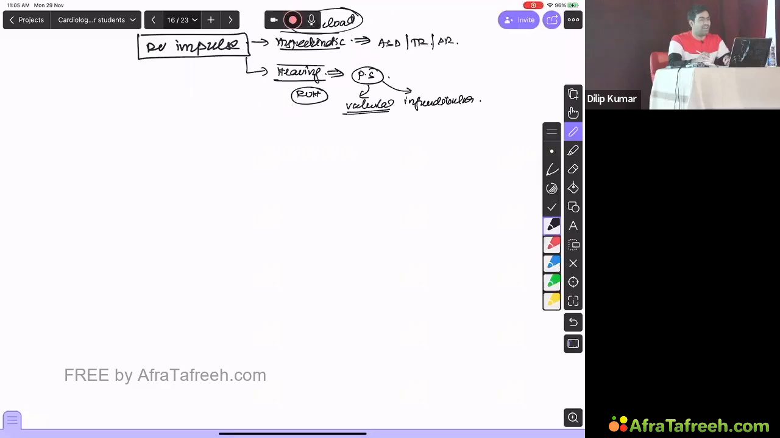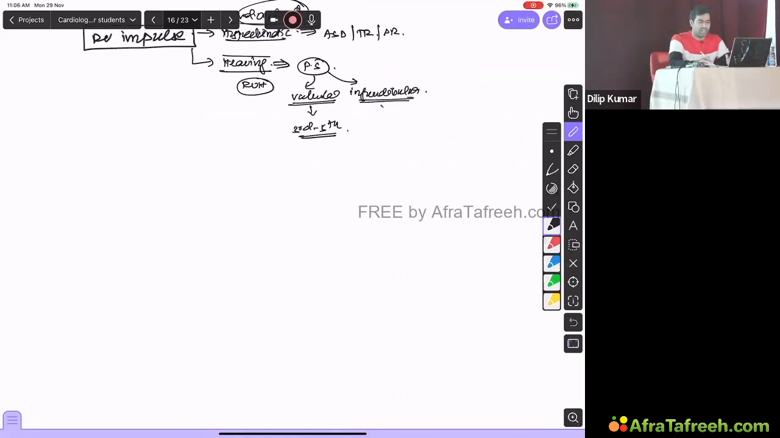Valvular stenosis generally will produce a parasternal heave or a sustained lift in the third to fifth intercostal space. Whereas infundibular stenosis typically will produce a lift in the fourth and fifth intercostal space only. It will not produce a lift in the third intercostal space. That's one small difference between valvular stenosis and infundibular stenosis.